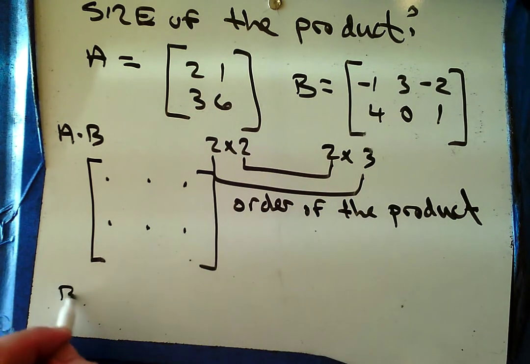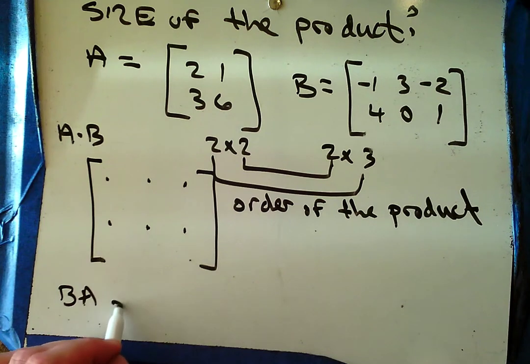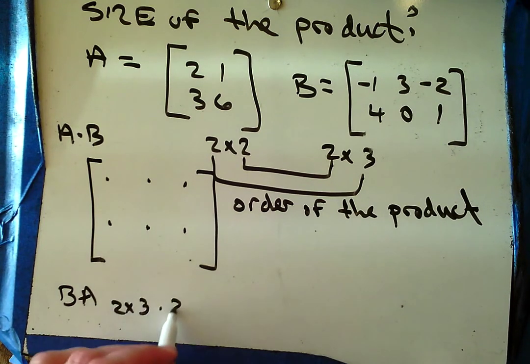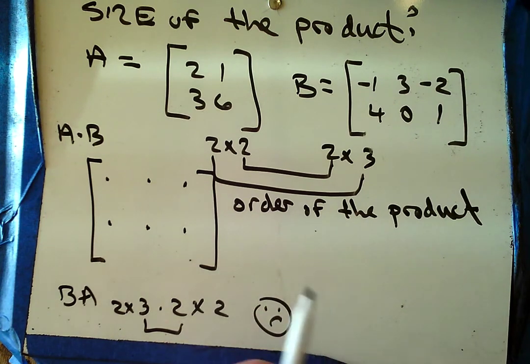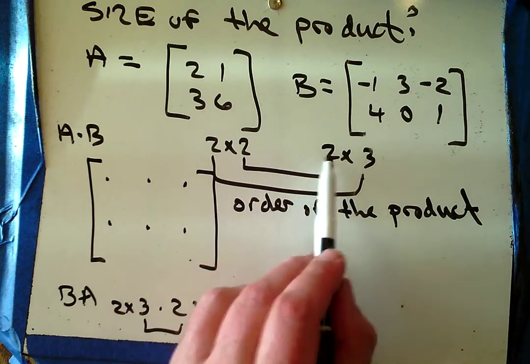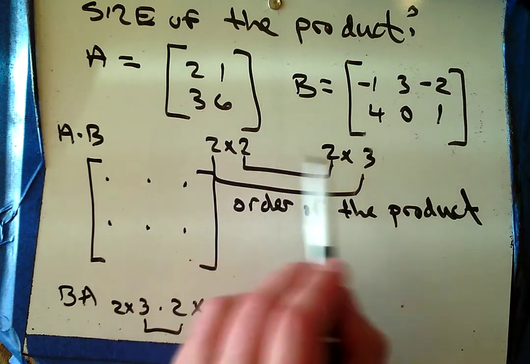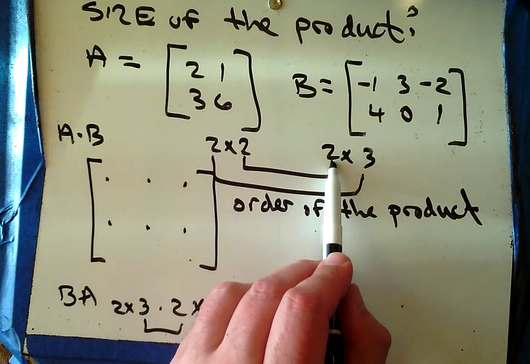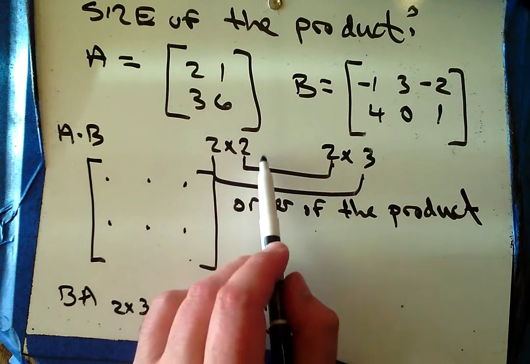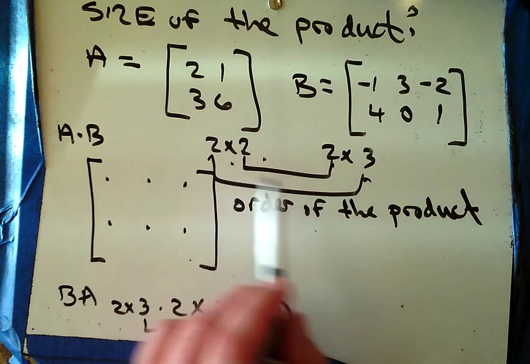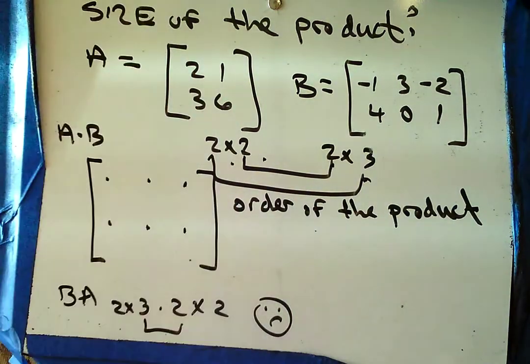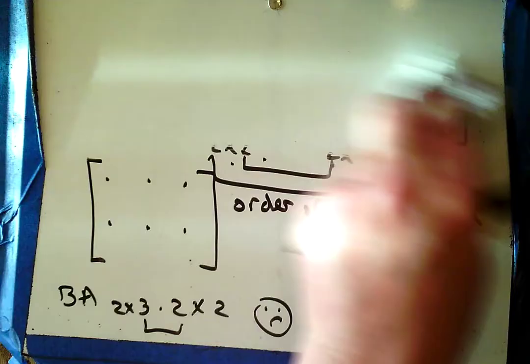And can we even do B times A? Well, that's a 2 by 3 times a 2 by 2. These numbers aren't the same, so we can't multiply them. But when we can multiply them, because the number of columns in the first matrix is equal to the number of rows in the second matrix, these numbers tell us the order of the product. Okay, next, let's actually carry out matrix multiplication.